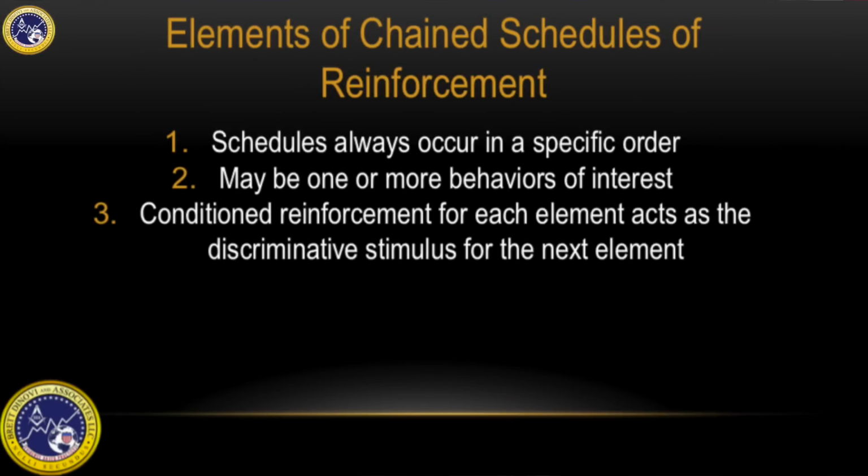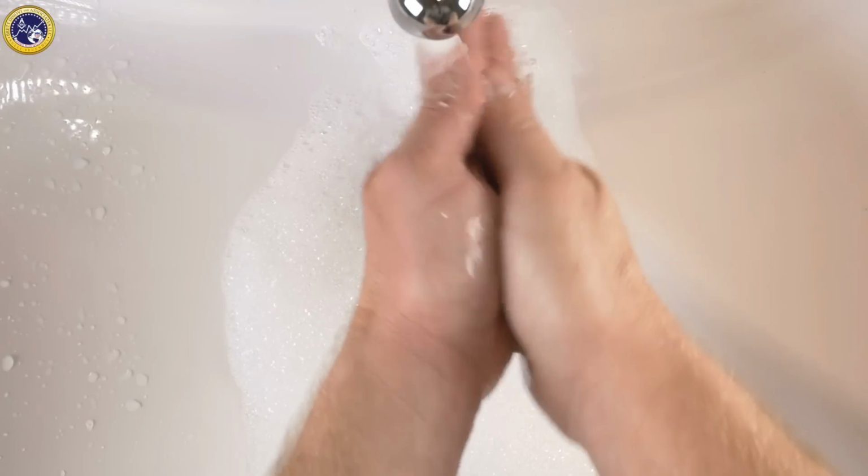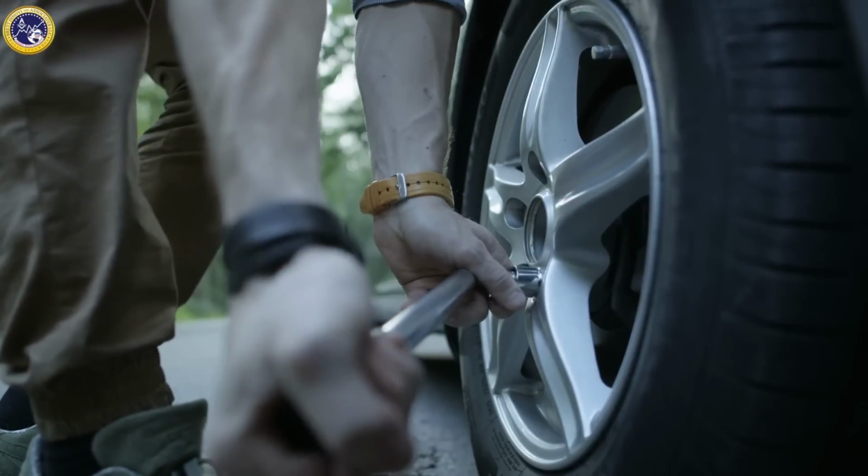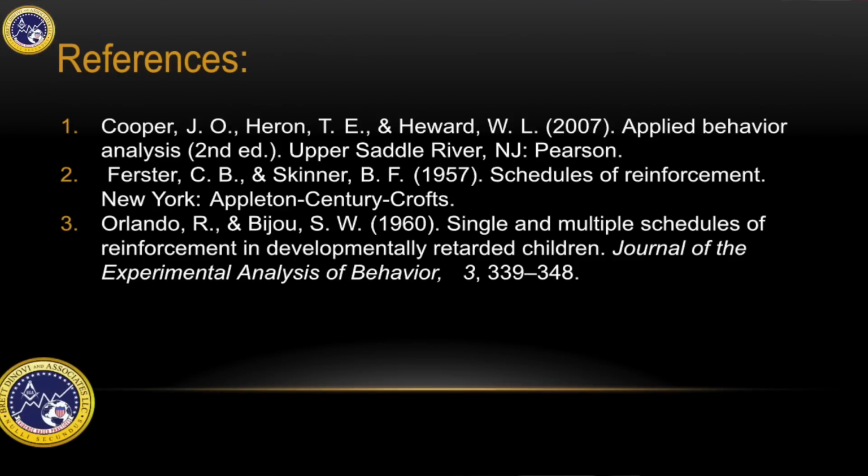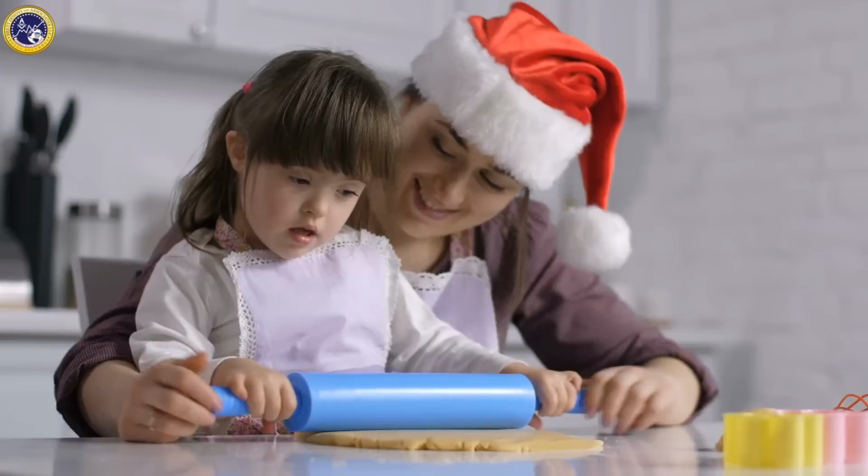Number three, and probably most importantly, in a chain schedule, the conditioned reinforcer for the first element acts as the discriminative stimulus for the second element, meaning one step is always the SD for the step that comes after it. So real-life examples of this are washing your hands or changing a tire. Each step is going to have a conditioned reinforcer that acts as the discriminative stimulus for the step that follows it. According to Cooper, Heron, and Heward, chain schedules are ones that are utilized by behavior analysts very, very often to be able to teach not only new skills, but to be able to teach more complex behavior chains.